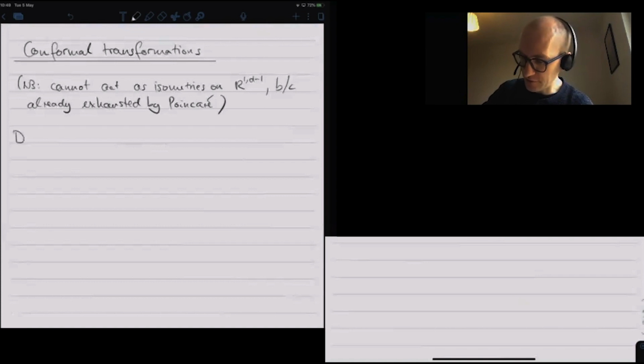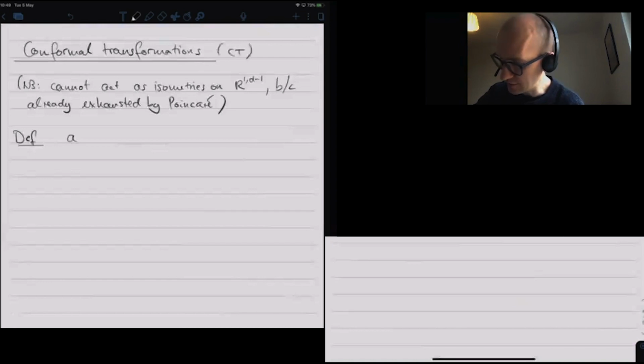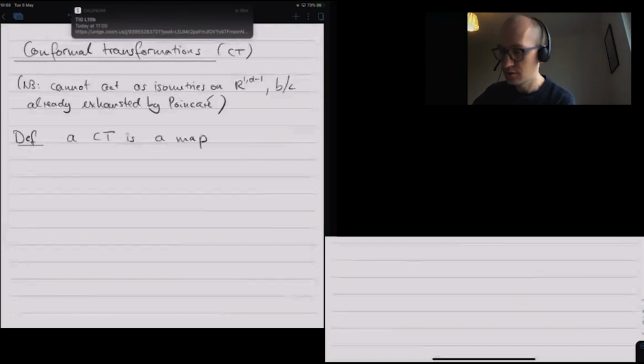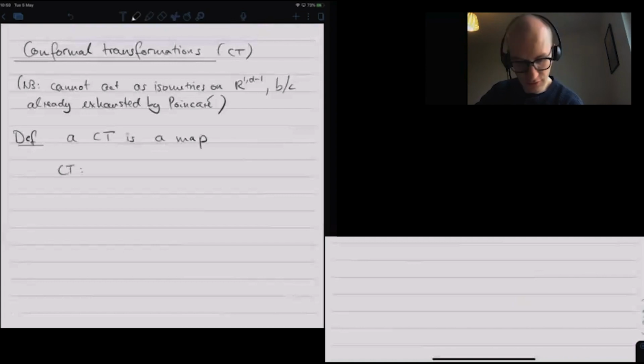Okay, that's again the comment that I made before. But let's define now what a conformal transformation is. A conformal transformation, let me call them CTs, is simply a map that takes x^μ to a new coordinate, let me call it x'^μ, which is a function of the original coordinate x, leaving angles invariant.